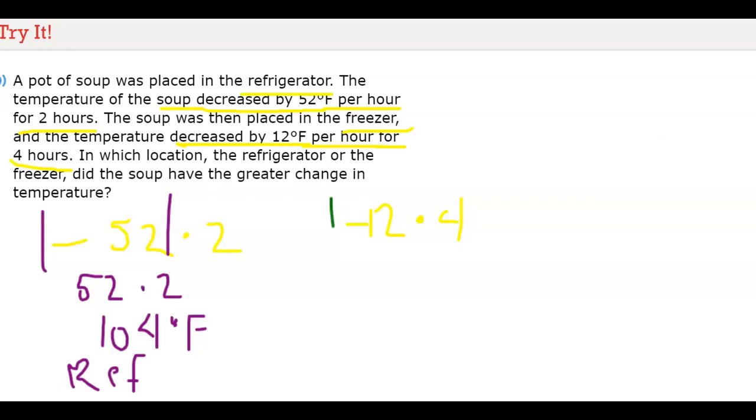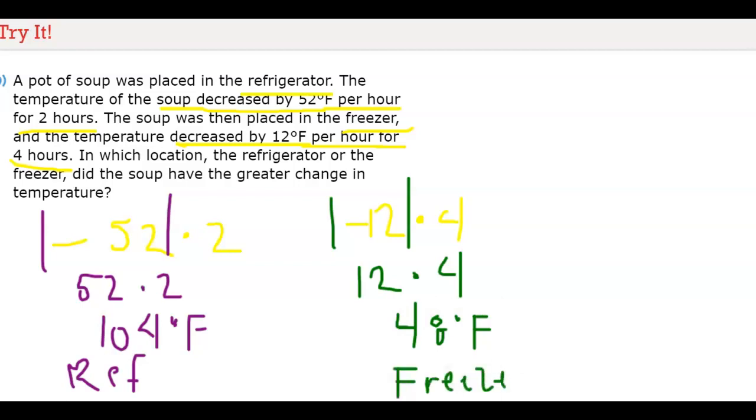So now we're going to put the absolute value bars around the negative 12 because we just want the total change. So we're going to find the absolute value of negative 12, and that's 12, and we're going to have it multiplied by 4. And then 12 times 4 is 48 degrees Fahrenheit, and this is for the freezer.